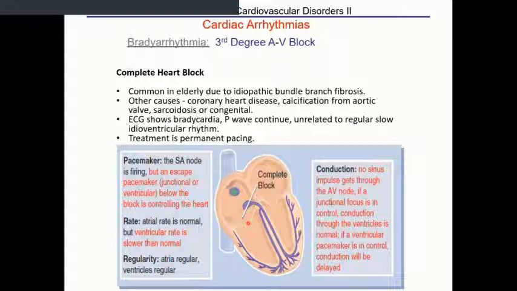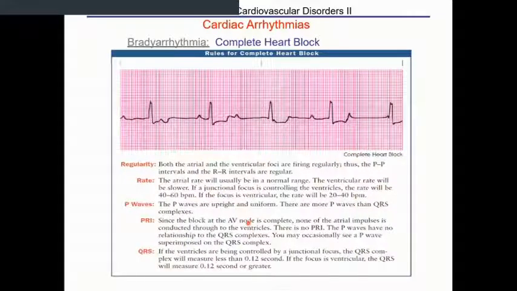So in terms of conduction, there will be no sinus impulse that gets through the AV node, and if a junctional focus is in control, conduction through the ventricles is normal. If a ventricular pacemaker is in control, then conduction will be delayed. So this is how your ECG tracing will look like in a complete heart block.